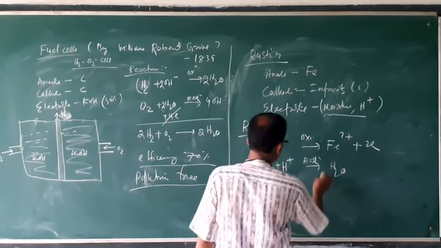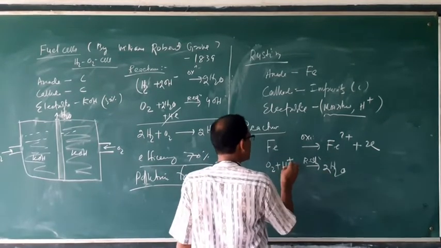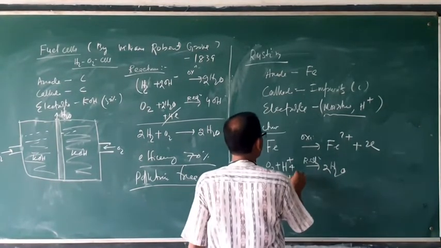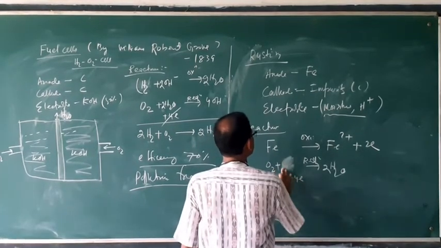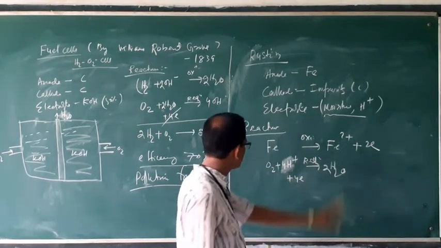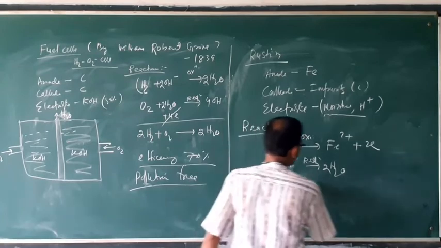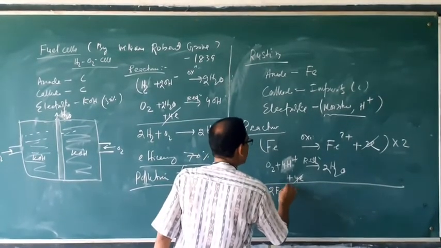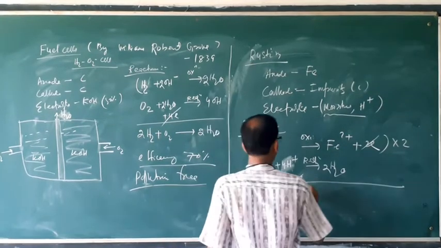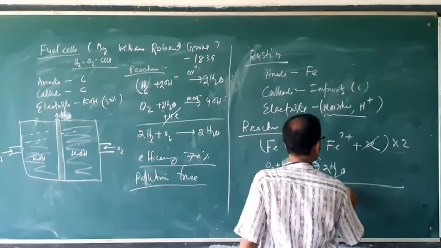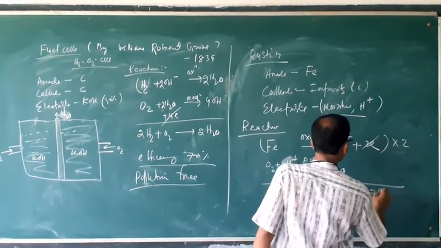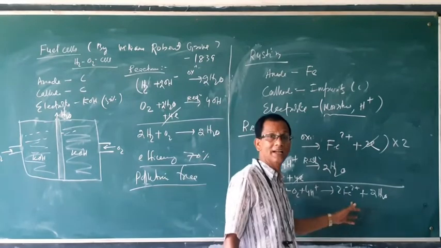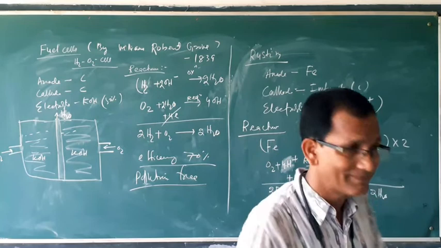Then if you balance it, you multiply by 2, you get 2 oxygen and 4 hydrogen, so 4H plus, and 4 electrons. Then you multiply by 2 here and cancel. So 2 Fe plus O2 plus 4H plus changes to 2 Fe 2 plus plus 2 water. This is the final reaction of iron changing to ferrous iron. But ferrous iron is very sensitive to oxygen, because it is easily oxidized.